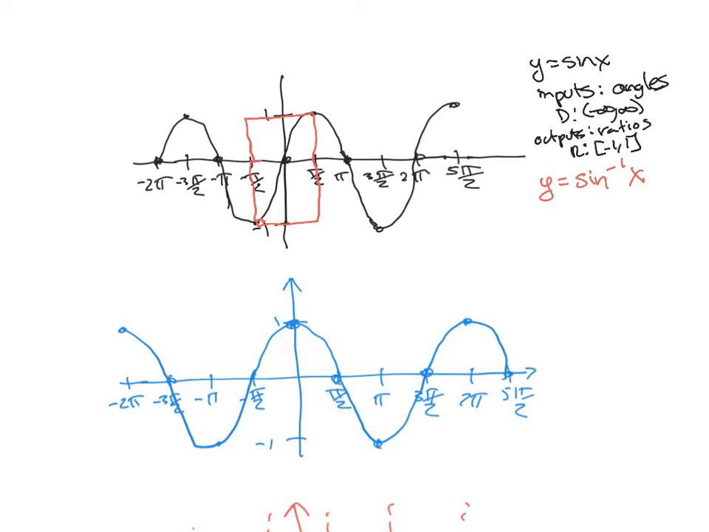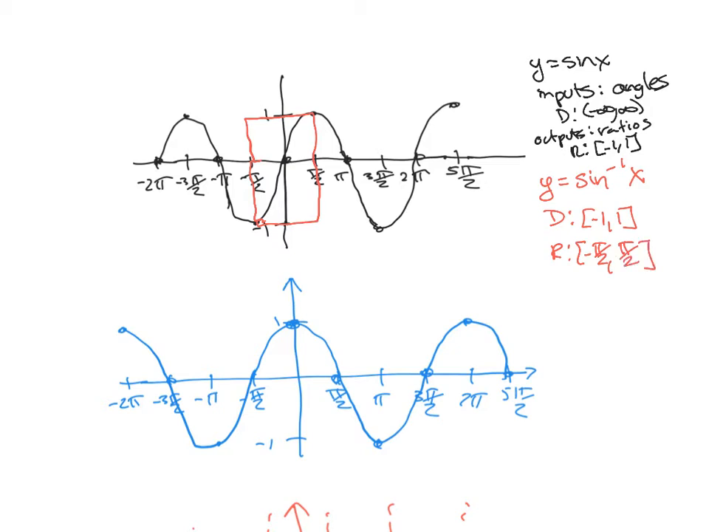Now, remember, when we do the inverse, we flip the domain and range. So in this case, for inverse sine, our new domain is still going to be -1 to 1, which was the range of the original function. However, our range is going to be our restricted domain. So remember what we just had to restrict it to. We had to restrict it to all angles between -pi/2 and pi/2.